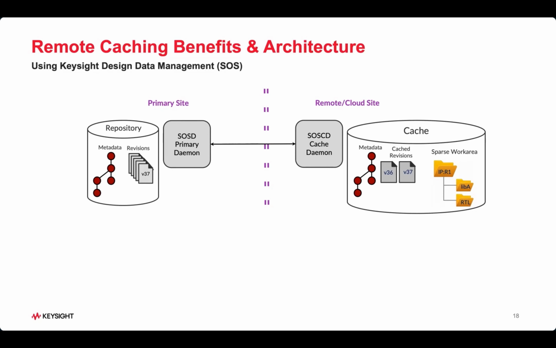And this is how the data management tool from Keysight addresses this. From an architectural standpoint, you will have a primary server that's running at a primary site, and this manages your repository. So that's where all the revisions are kept. That's where all the metadata information is stored as well. And once you have a remote site, you will set up a cache system there, and the cache will basically have X number of revisions, and it will also set up how frequently the cache updates as well.